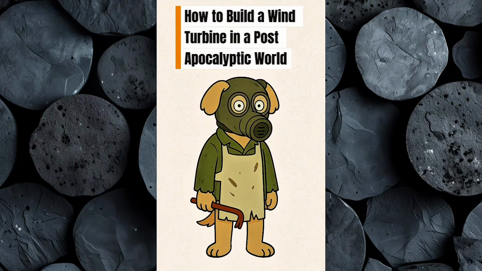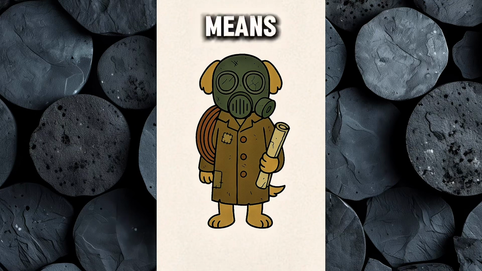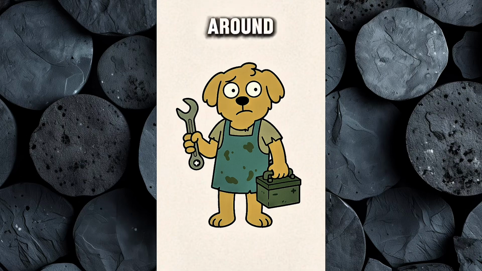How to build a wind turbine. When the grid's dead, your light's a corpse, and the night is way too quiet. No power means no lights. No lights means your prey. The wind is free, and so is the junk lying around. Time to make the air work for you.